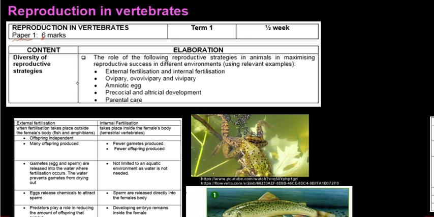And we're going to look at the following points that they have provided in the exam guidelines. We're going to look at the difference between external and internal fertilization. We're going to look at oviparity, ovoviviparity, and then viviparity. We're going to look at the amniotic egg, precocial and altricial development, and then parental care.